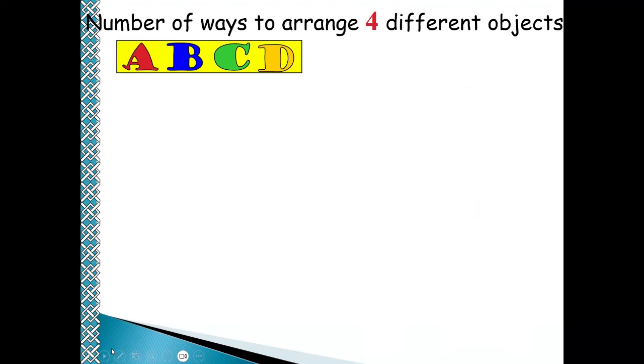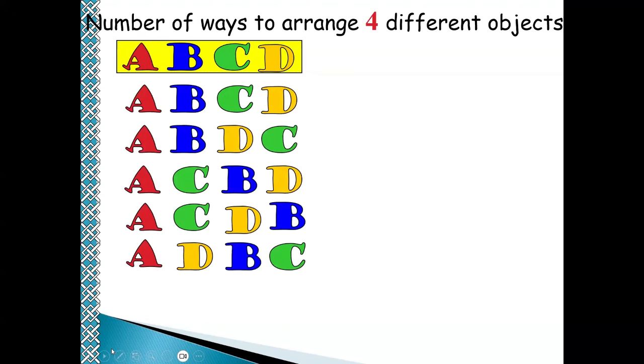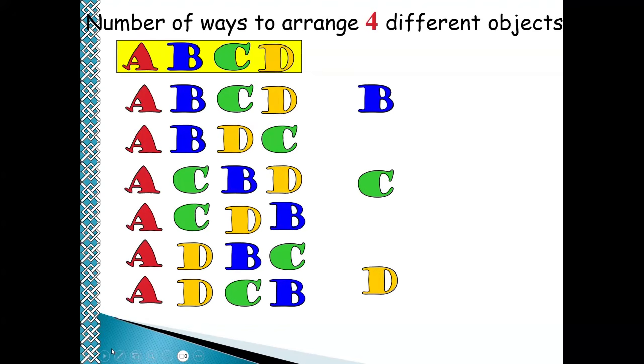So I have 4 different objects now. In how many ways can I arrange them? That is again keeping some of them constant and shuffling some of them. So basically I can do it in 4 into 3 into 2 into 1. What is this concept? 4 into 3 into 2 into 1.